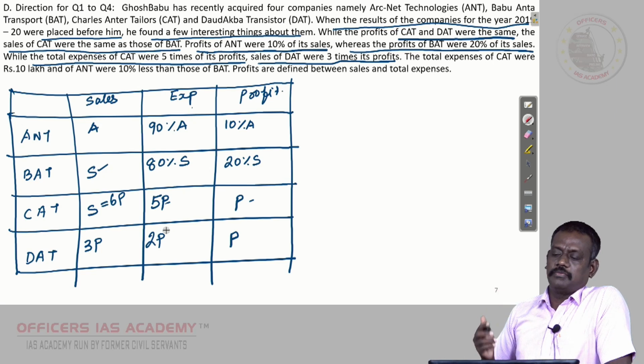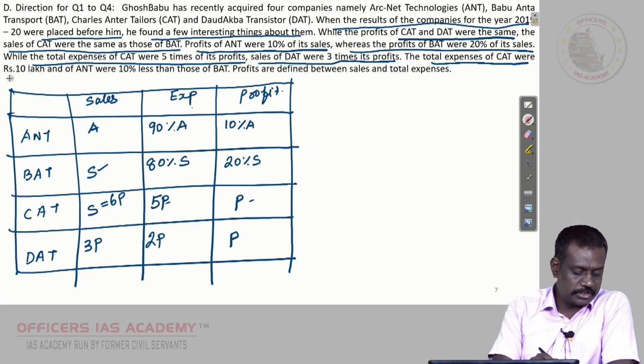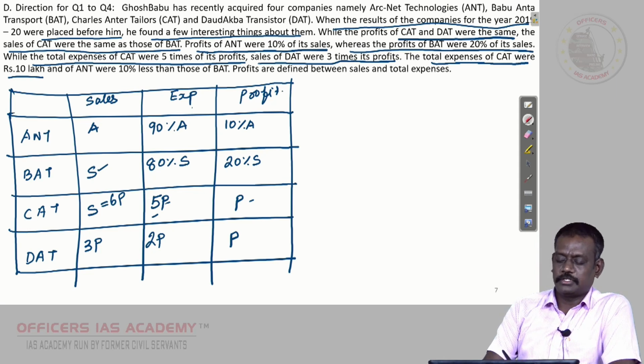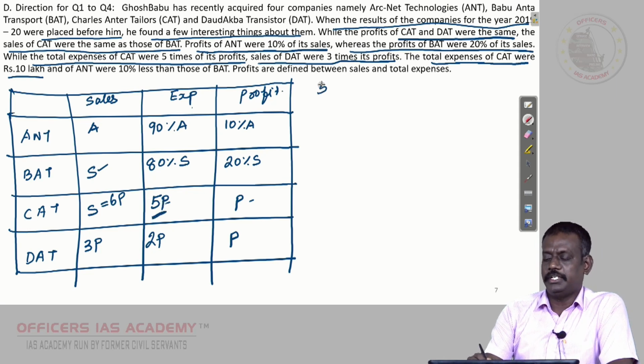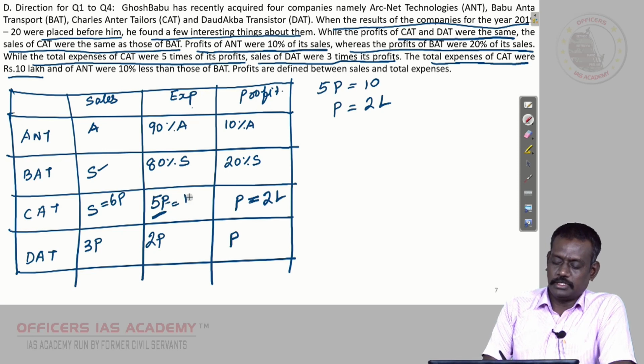Now all the boxes have been filled and we will move further to the conditions. The total expenses of the Cat were rupees 10 lakh. You know the expenses of the Cat is 5P. So 5 times P is equal to 10 lakh, so P is equal to 2 lakh rupees. So we have found the value of P, it is 2 lakh. So this will be 10 lakh and this will be 12 lakh rupees.